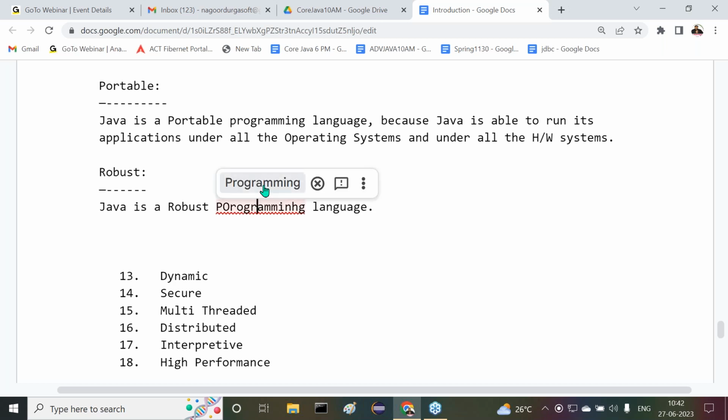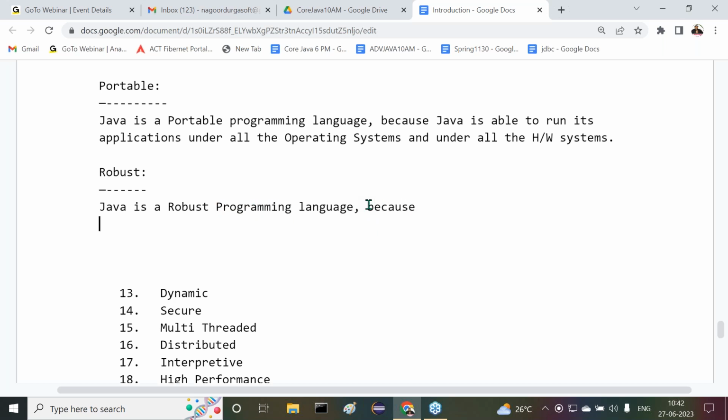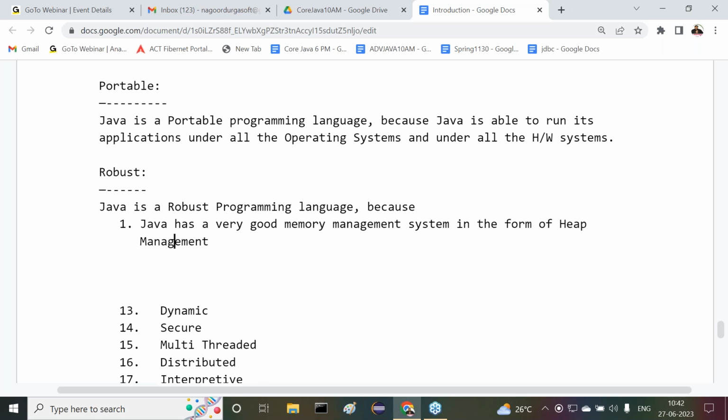Java is a robust programming language. Why? Because what is the reason for it? Point number one: Java has a very good memory management system in the form of a heap memory management system.